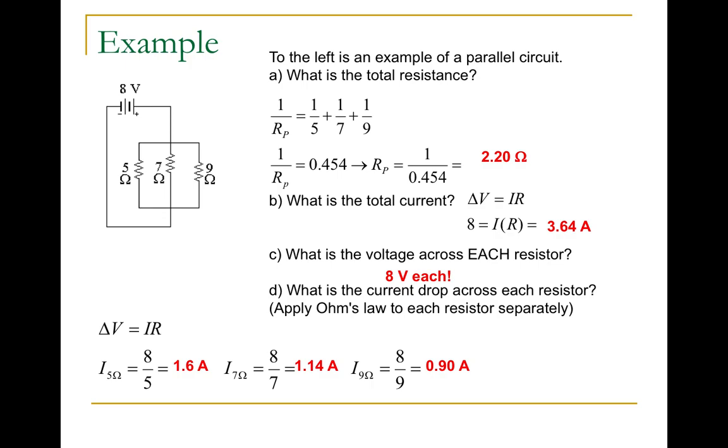Again, take note here. More current is traveling through the least resistance resistor. So, current will travel the path of least resistance. Most of the current, or more of the current, will go through the smaller resistor. The resistor with the highest resistance will have the least amount of current traveling through it. And you see that here. 9 ohms only has 0.9 amps.